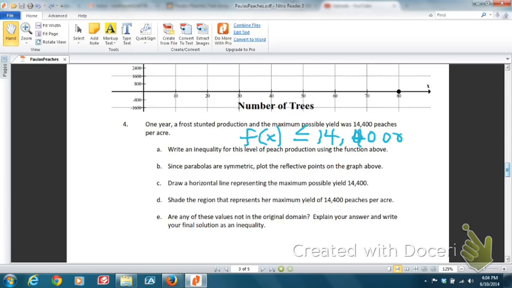I don't know what I was writing here. Let me erase that and write it properly.